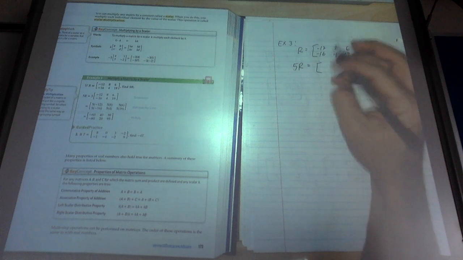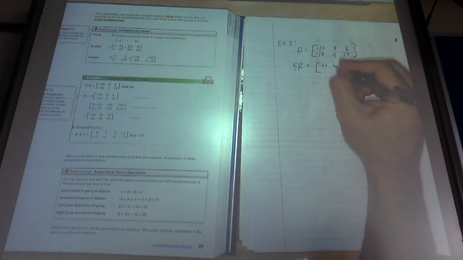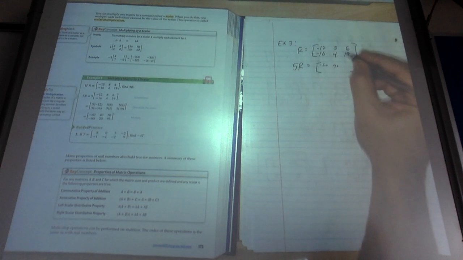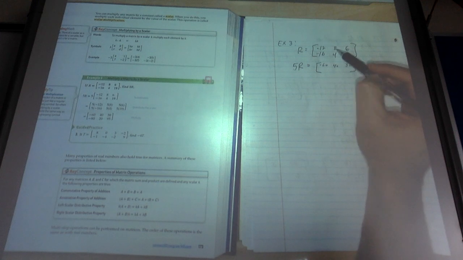So I'm going to go 5 times -12 is -60. 5 times 8 is 40. 5 times 6 is 30. Notice I'm keeping the elements the same. That's top left, top middle, top right. Top left, top middle, top right, after we multiplied by 5.